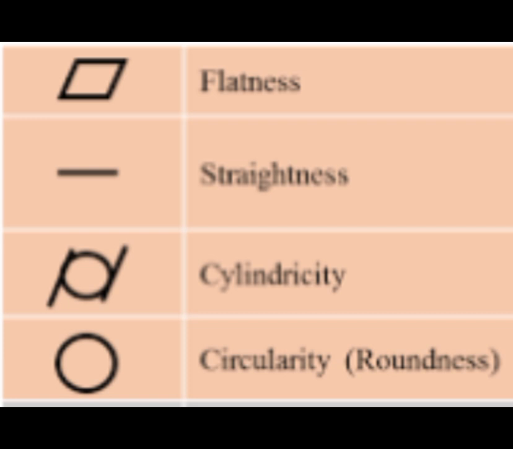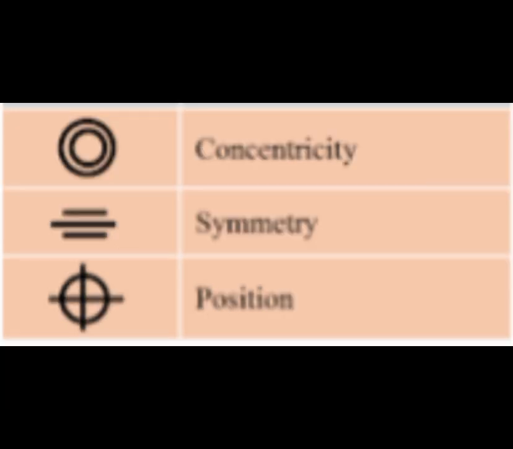4. Cylindricity. The cylindricity symbol indicates a cylindrical feature, like a shaft or sleeve. 5. Sphericity. The sphericity symbol indicates a spherical feature, like a ball or sphere. 6. Concentricity. The concentricity symbol indicates that two or more features share a common center.